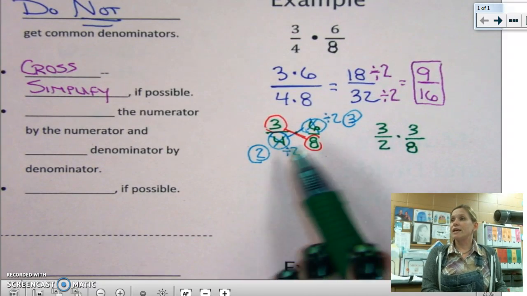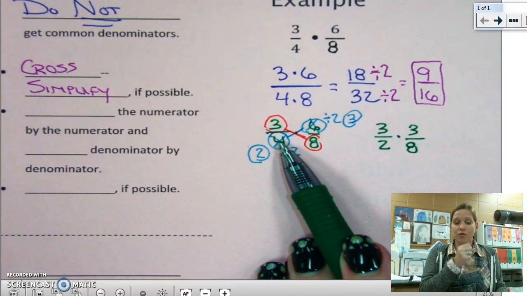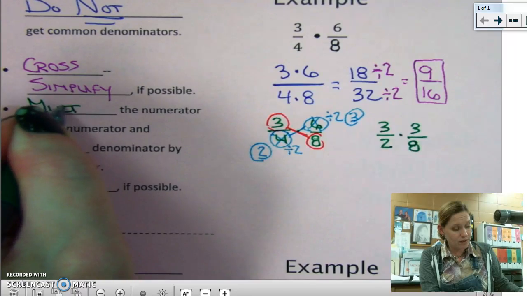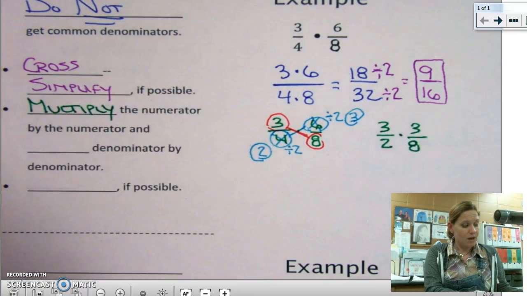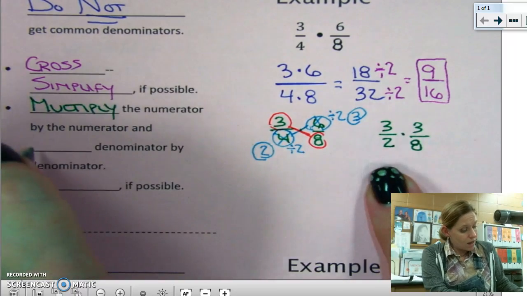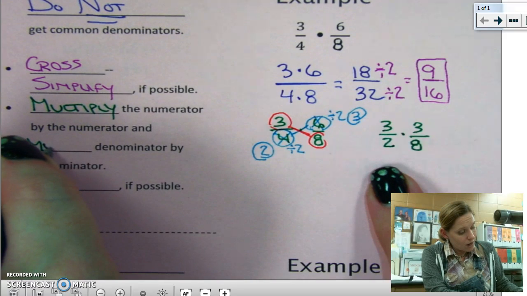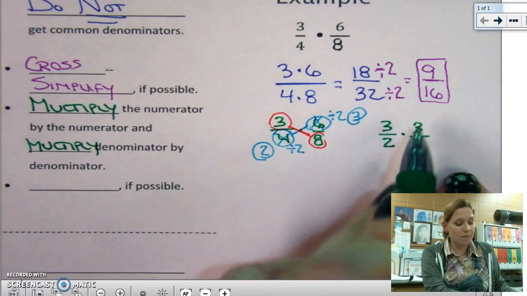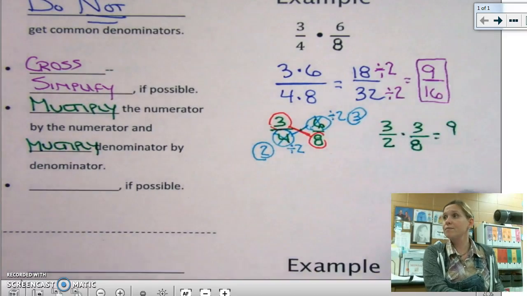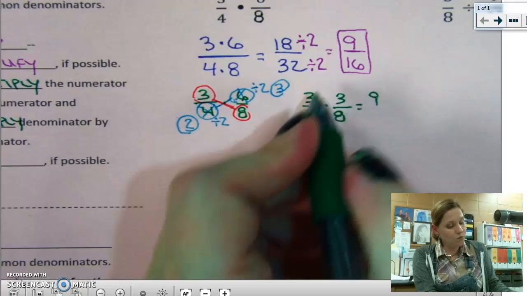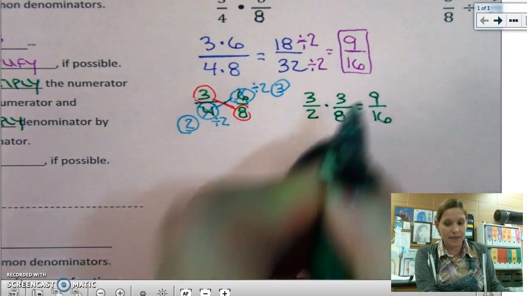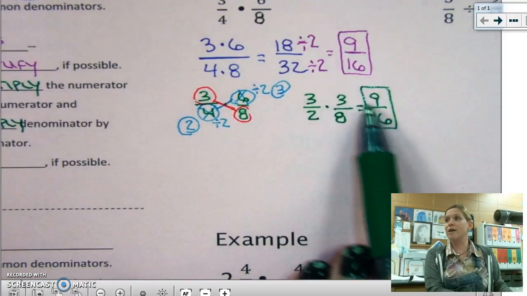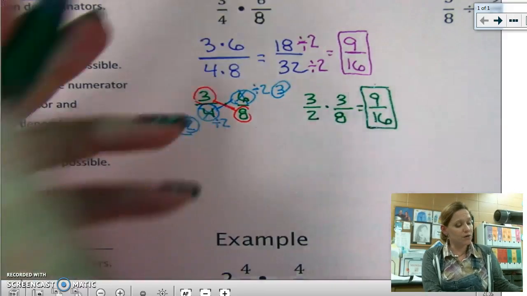So that's what we just did. I was able to cross simplify if possible. And now I can just multiply my numerators and multiply my denominators. So 3 times 3 is 9, and 2 times 8 is 16. So I have 9/16. Hey, what do you know? That is the exact same answer we had using the first method.